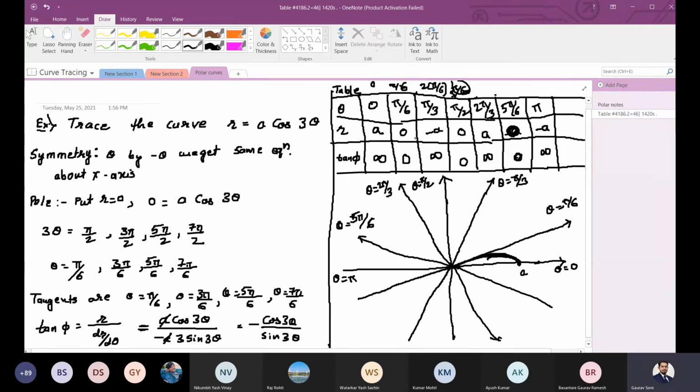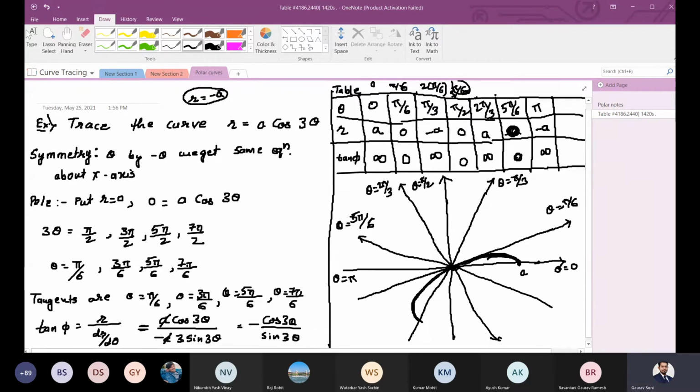Now, what happens from pi by 6 to pi by 3? The value becomes minus a. What is r? r is the distance, and of course if we talk about it as a vector, r equal to minus a must go where? Does anyone have any comment on this? Third quadrant, no? Yes. So the value at theta equal to pi by 3 becomes minus a. It means that the negative represents that the distance is going in the negative direction. So it must go to this point, minus a, over here, right?